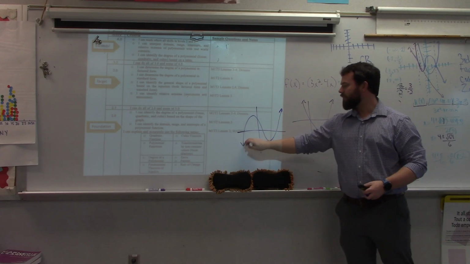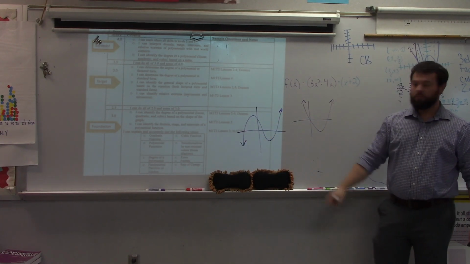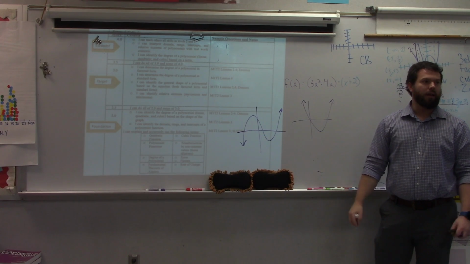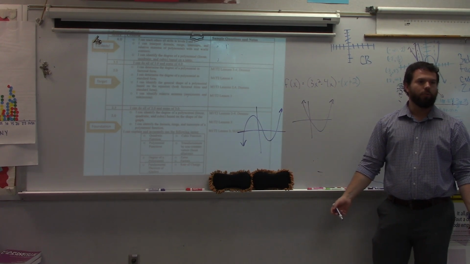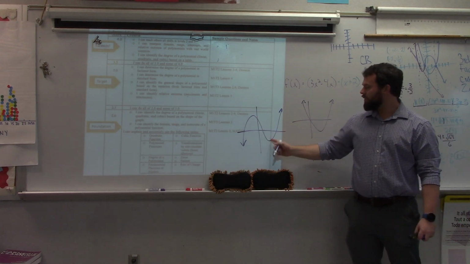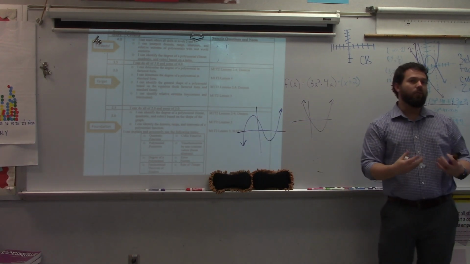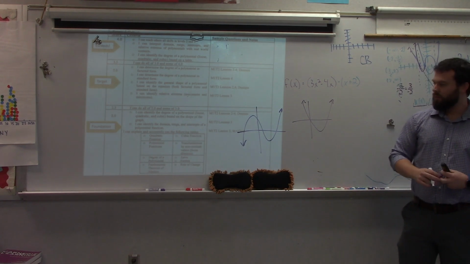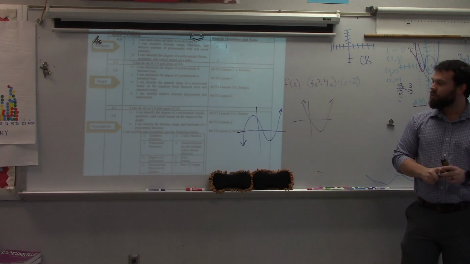What would the degree of this one be? Third degree. This one, sorry. Oh, third degree, right? It's a cubic. There we go, right? It's got 2 extrema, it's got 3 x-intercepts. So can we identify the degree based off the shape? Yes, 100%. Identify domain and range and intercepts.